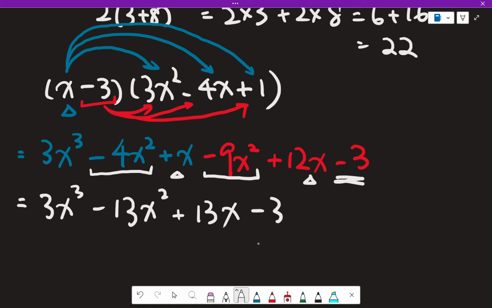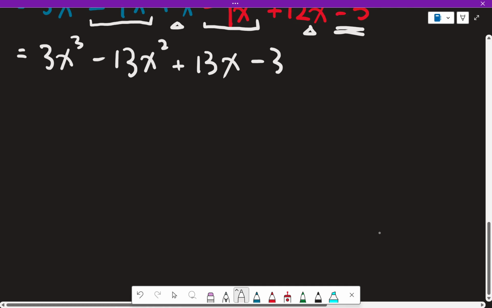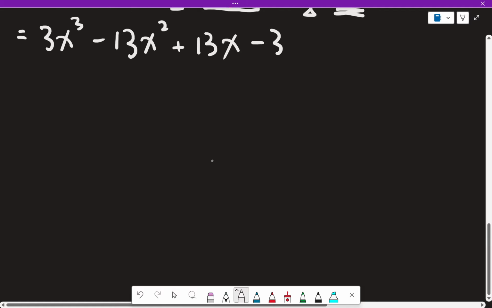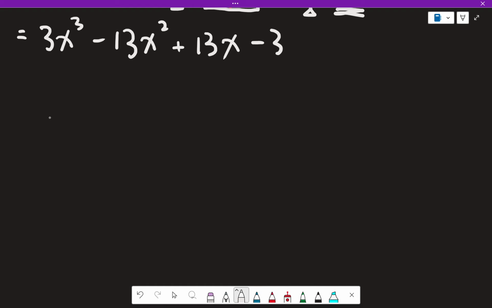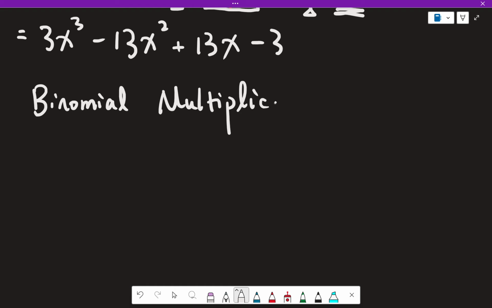So, utilizing distributive property, we can get the result for this multiplication of polynomials is 3x cubed minus 13x squared plus 13x minus 3. And after that, we will talk about the last method when it comes to multiplying 2 or more polynomials, which is called binomial multiplication, also called the FOIL method.